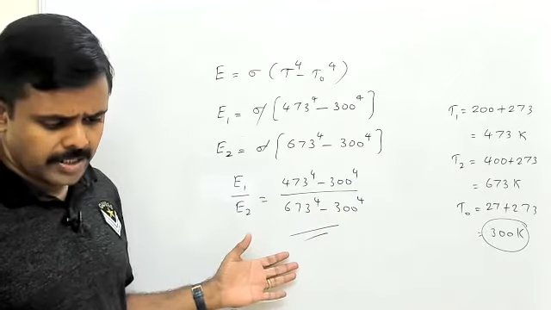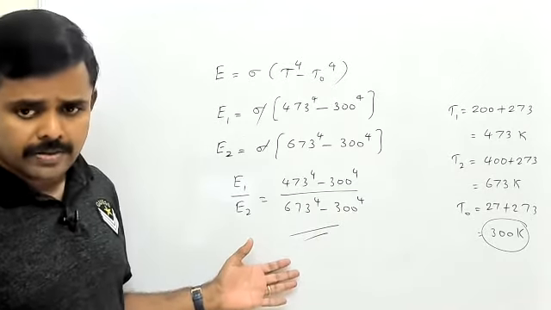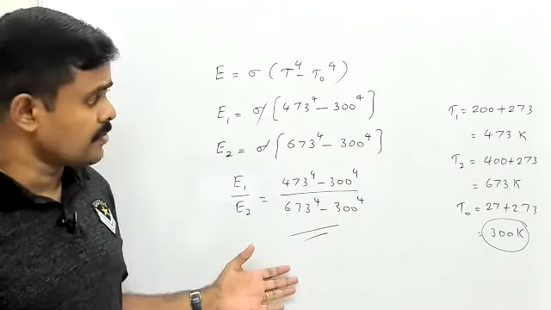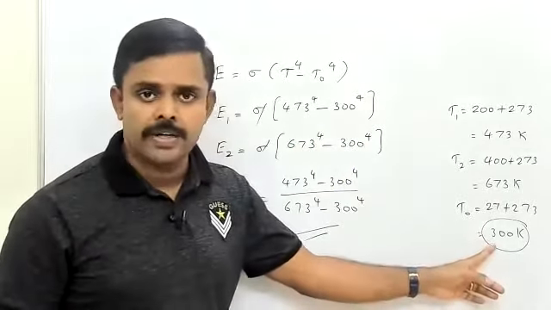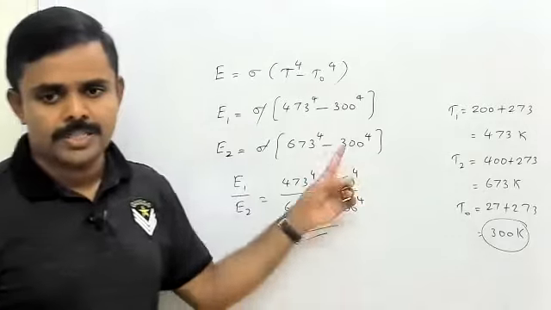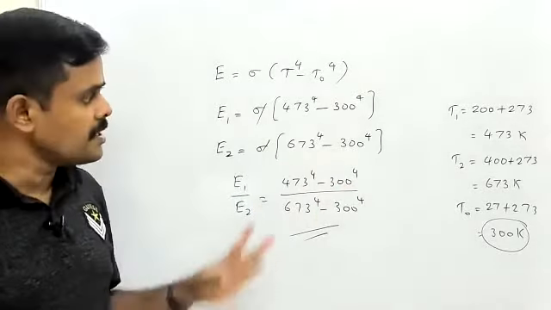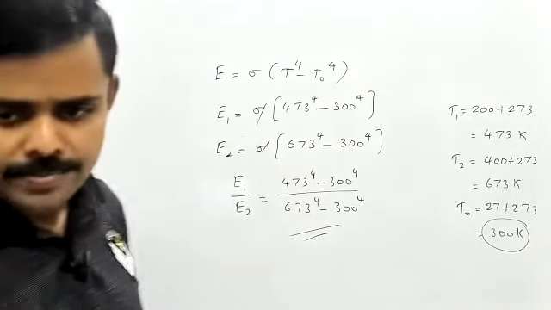(473 raised to 4 minus 300 raised to 4) divided by (673 raised to 4 minus 300 raised to 4). Why did I use this equation itself? Because they have particularly given you the atmospheric temperature. So you must take an equation that involves atmospheric temperature. Is that clear?